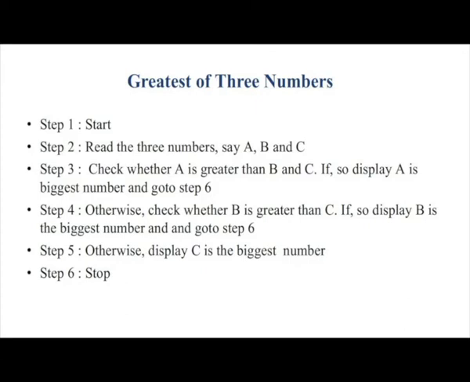If so, display A is the biggest number and go to step 6, that is stop. Step 4, otherwise check whether B is greater than C. If so, display B is the biggest number, then go to step 6, that is again stop. Step 5, otherwise display C is the biggest number, then step 6, stop.